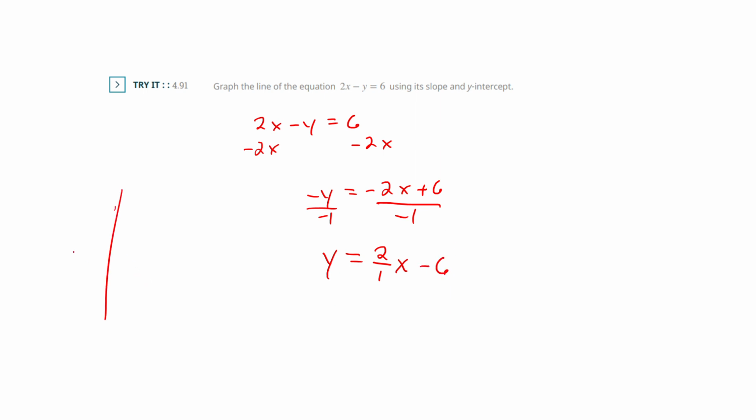Okay, from there I have everything I need. Going down to negative 6. My slope is 2 over 1, so up 2 over 1, up 2 over 1.